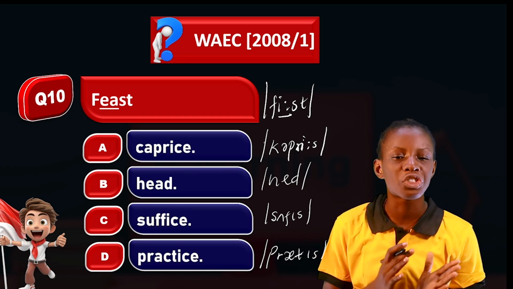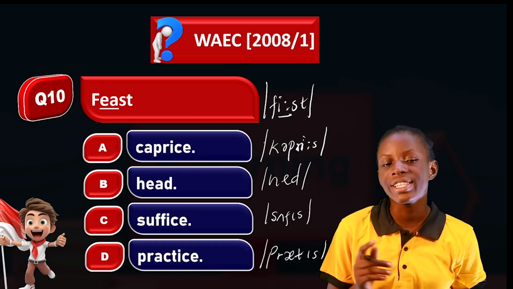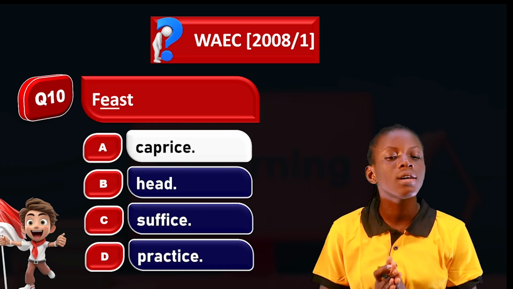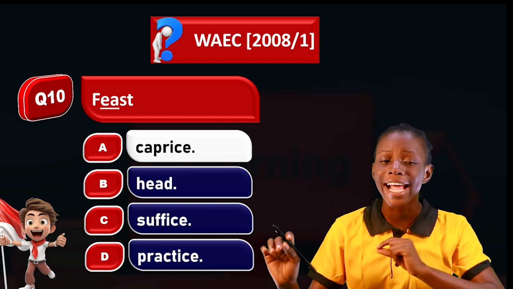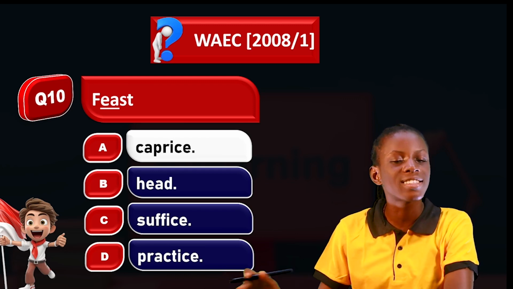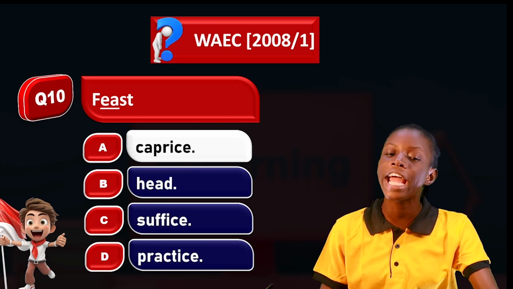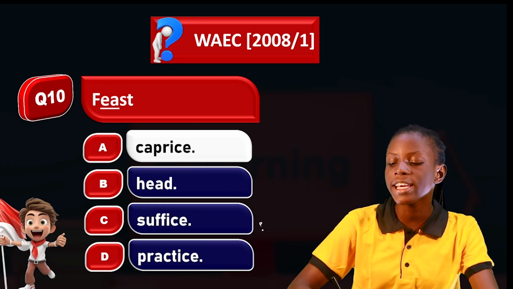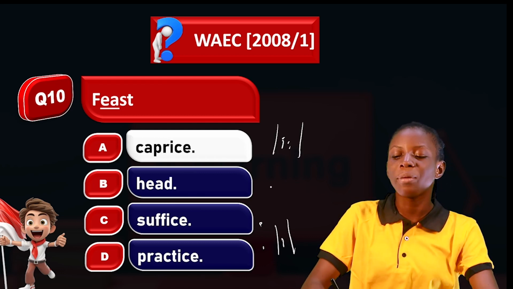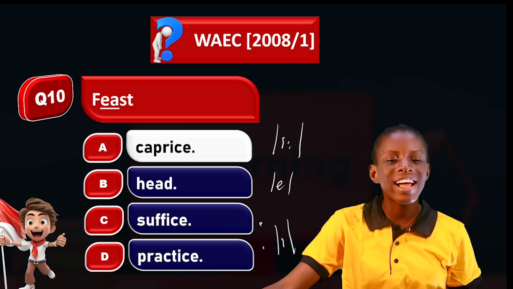So now, having transcribed, what is our answer? Now we can boldly say our answer is option A, caprice. This E sound is found in these two words, making option A our answer. Why do option C and D have the short E sound, option A has the long E sound, and option B has the S sound? Very different, okay?